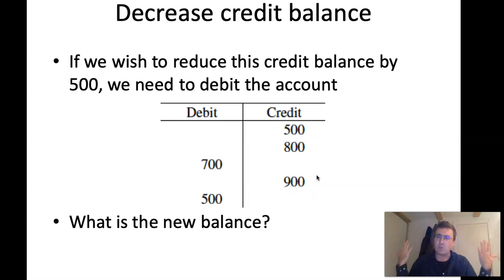Decrease the credit balance: then we put 500 under the debit side. Before we had 600, then we had 1500, then we subtract 500. What do we get? 1,000. Excellent. It all made sense because we have a credit balance and we subtract by putting 500 under the debit side. Easy peasy.